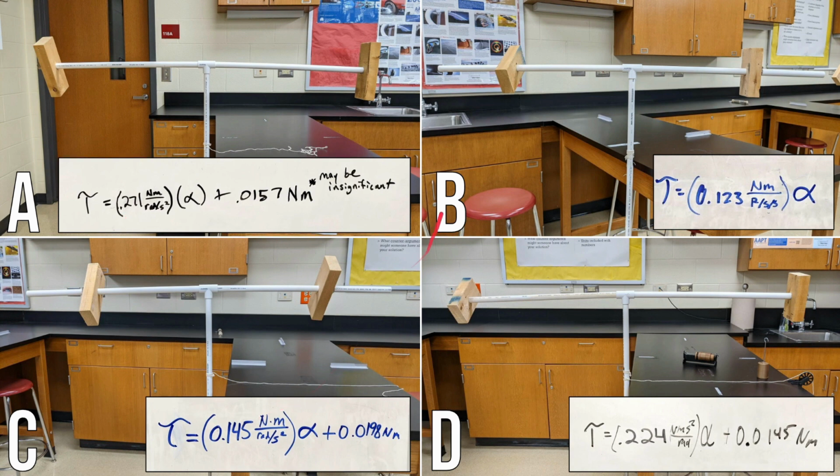All right, we'll see if that's the case for B and D, if that also follows the same kind of rule along with the slope value. So we have these smaller masses all the way to the end, and that gave them a slope value of 0.224 newton meters divided by radians divided by seconds squared. And for group B, they got 0.123. And you can see that when these smaller masses were closer to the pivot point, it did lead to a smaller slope than group D did. And so it seems to fit this idea that we're talking about.